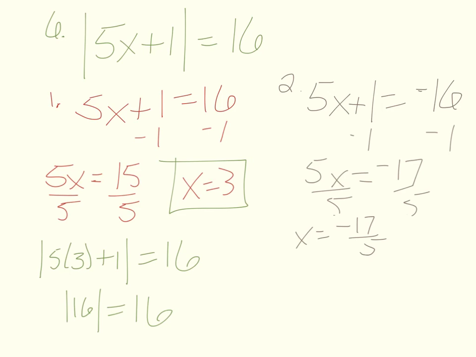All right, so we do have to check the other one, and it's going to be kind of tight down here. I'm going to try it anyway. So we have the absolute value of 5 times negative 17 over 5 plus 1. Does that equal 16? And there's not much room. Would it be negative 16? No, don't do it there. Always do it in an equation that has an absolute value, okay?